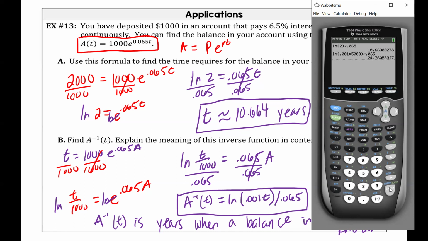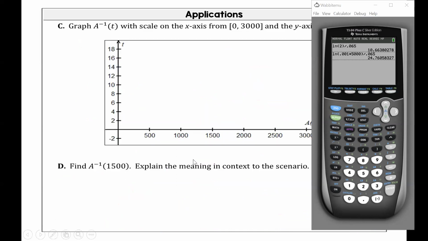But yes, that's how solving and using the formula works. So what if I wanted to graph and compare the inverse? With the inverse, that means that time is your y-axis, and then your amount in dollars is your x-axis.